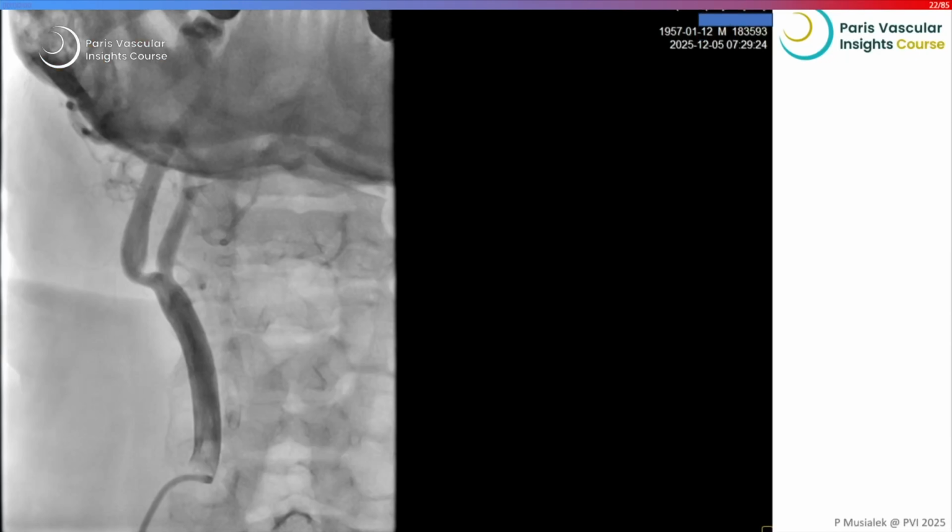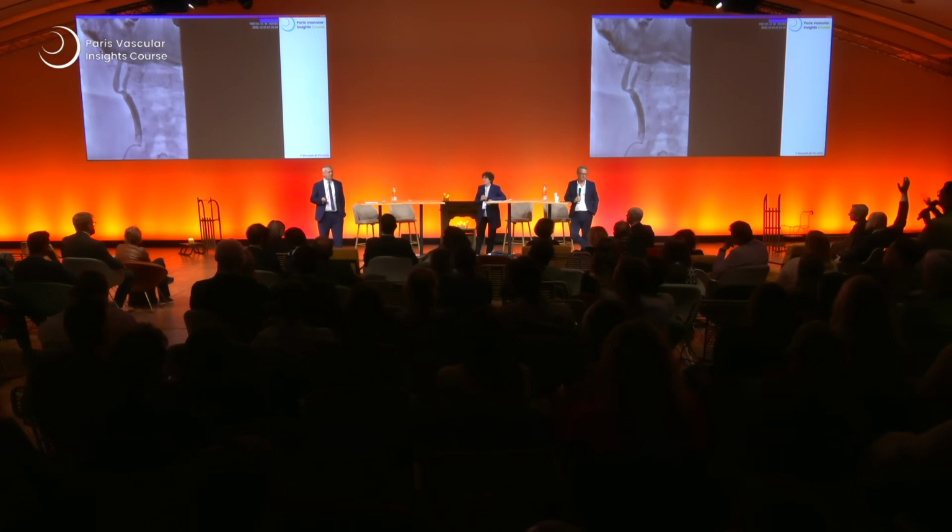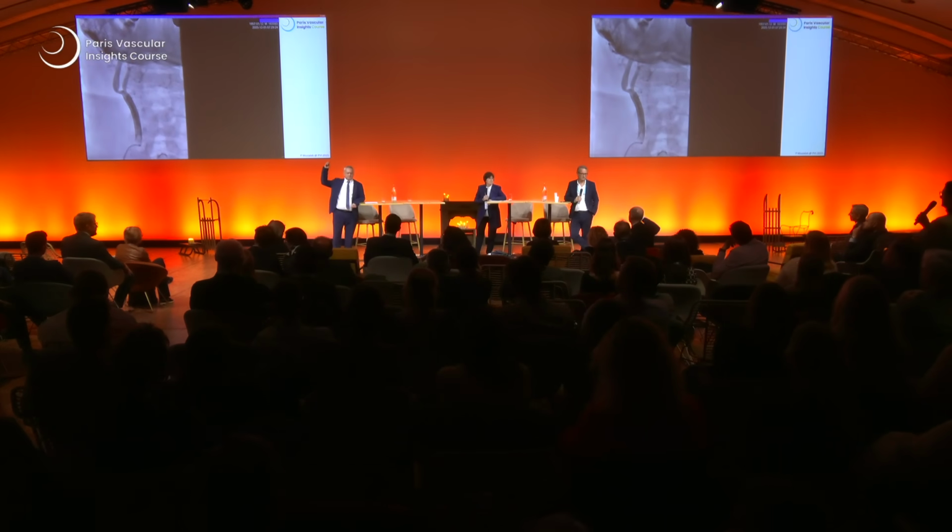But this is a symptomatic lesion here of what percentage? 50? 60? So that's what we have. What would be the strategy here? Predilation needed, not needed? What do you think? Direct stenting? Should we ask the audience? Raise of hands of direct stenting? Okay, not so many, maybe a third. Pre-dilation?